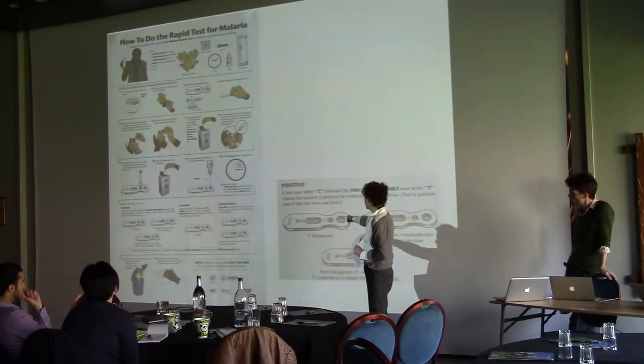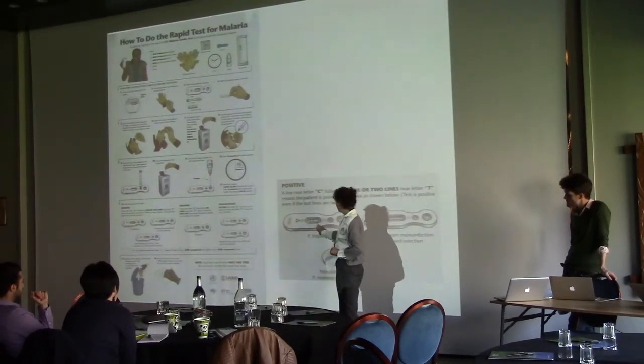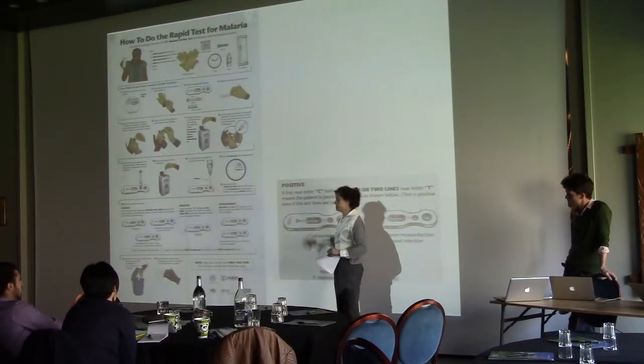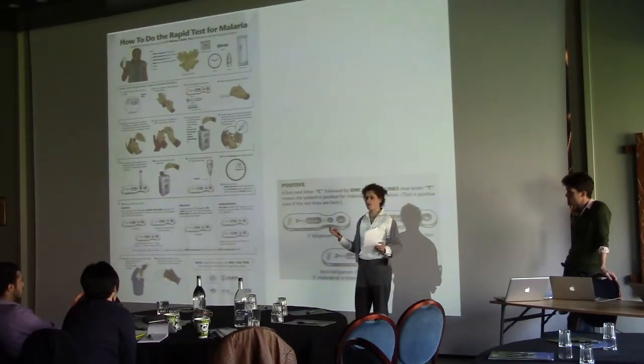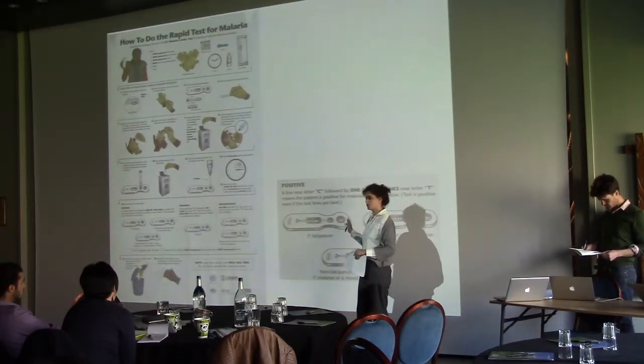Now, in a type D cassette, there were three lines. The first that would appear in the results window showed that the patient had falciparum malaria. The second line would show they had non-falciparum malaria, and the third line was the control.